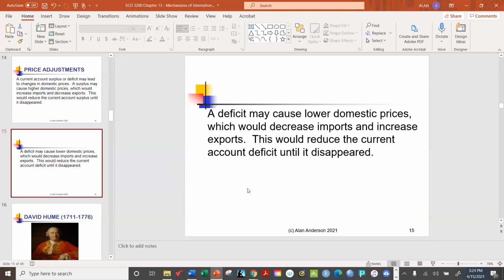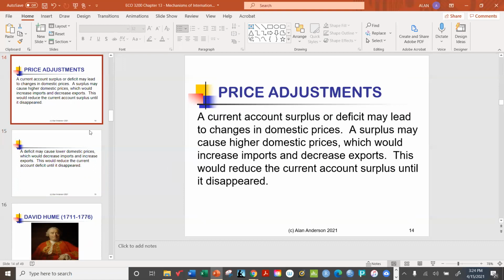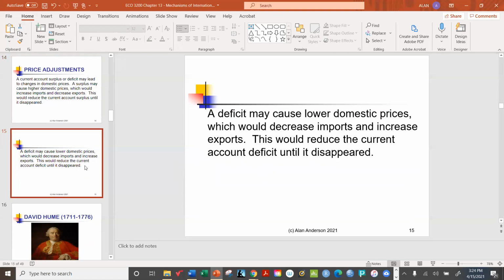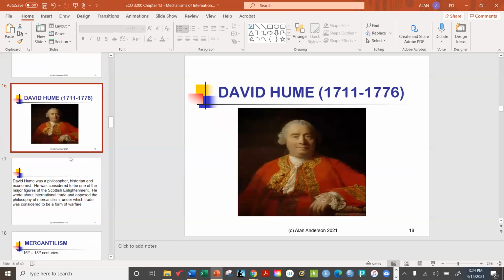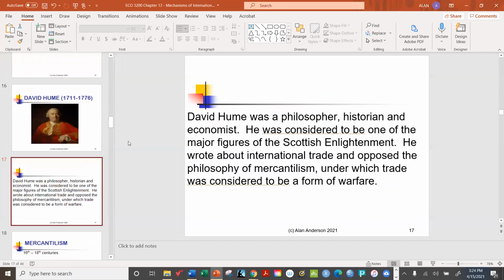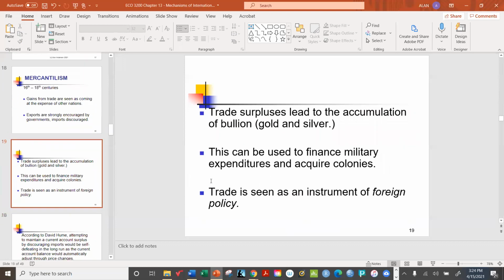Now, is that happening today with the US? No, absolutely not. So the theories here, like I said, were based on a time when most countries had fixed exchange rates. When they're not fixed like that, then we might have other results. And of course, we mentioned that David Hume wrote a great deal about this.